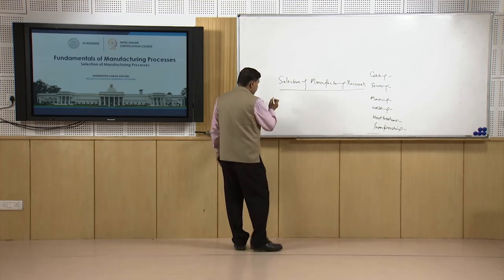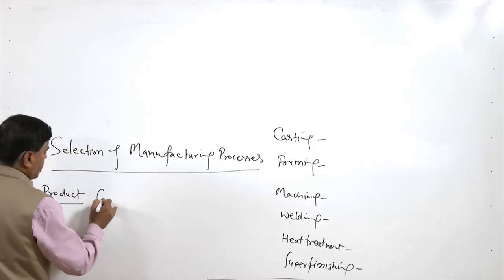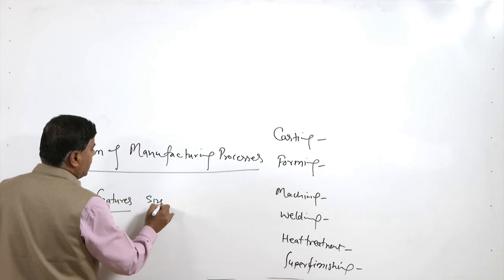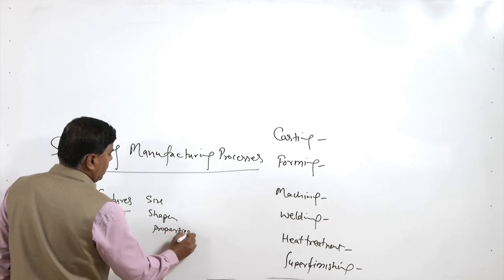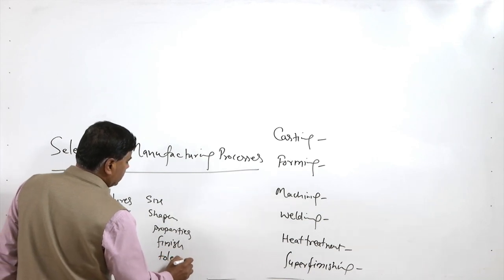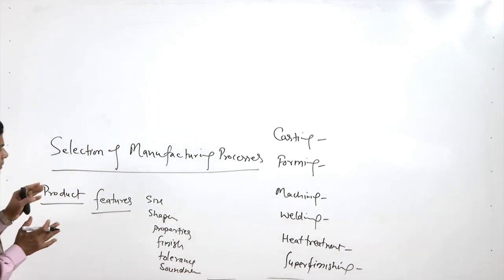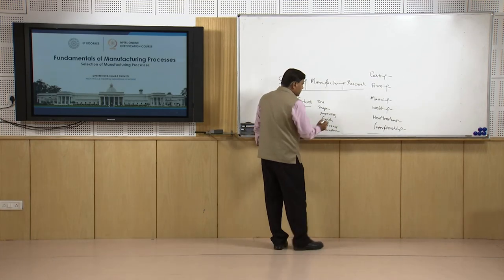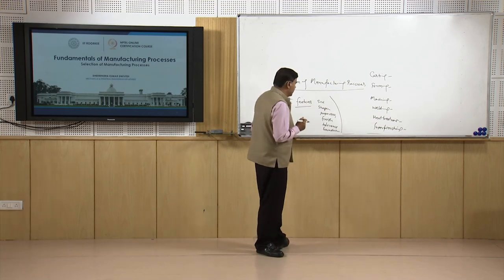Of course, there are two aspects related with the selection. One is the product features, which are related with the size, shape, properties, finish, tolerance, soundness, or the acceptance level. So, the product related features are very wide, as these will determine how successfully and effectively the product can serve the purpose for which it has been made.